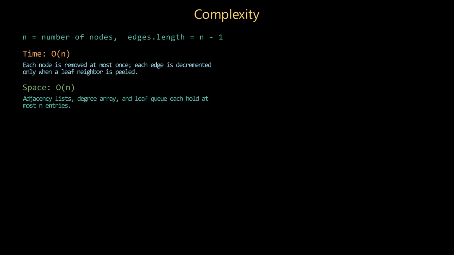Let n be the number of nodes in the tree. Time is O of n, each node is peeled at most once, and each edge is touched only when a leaf neighbor drops off. Space is O of n for the adjacency lists, degree counts, and the leaf queue.